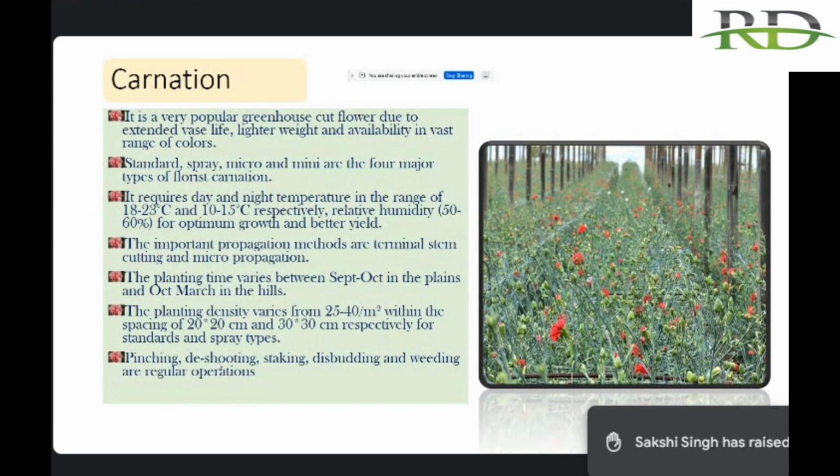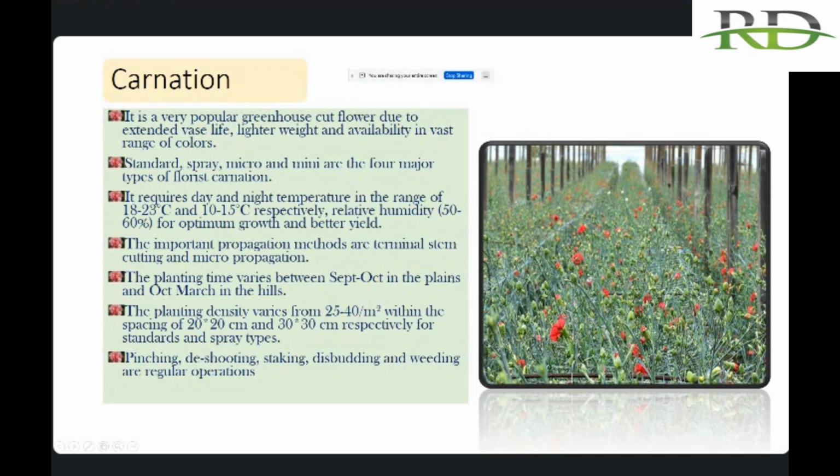Now, next crop is carnation. This carnation is a very popular greenhouse cut flower crop, and these are standard, spray, micro, and mini, the four major types of carnation. Here we can see the ideal temperature with respect to day and night temperature and the relative humidity. The most common propagation method is terminal stem cutting and micropropagation.